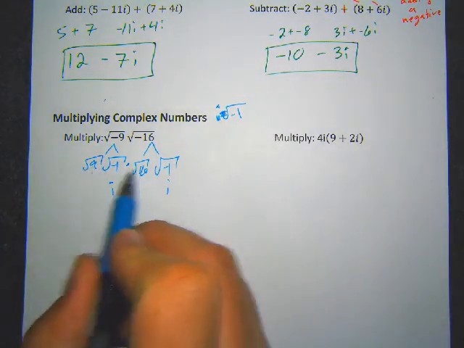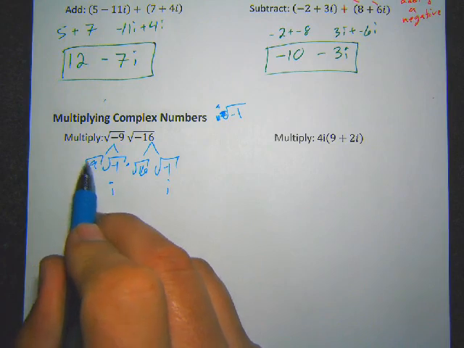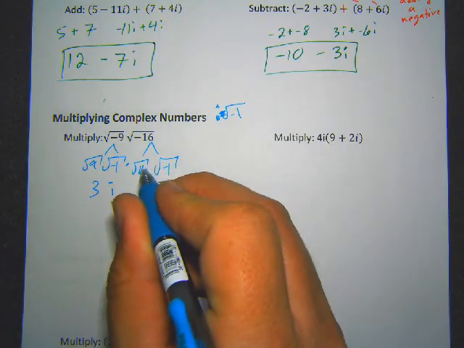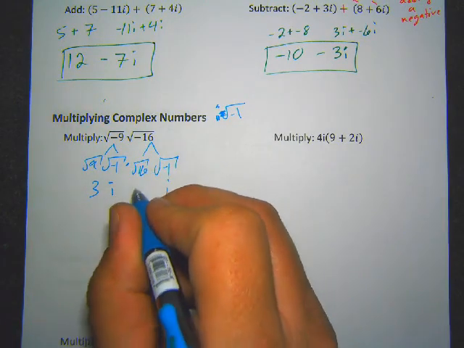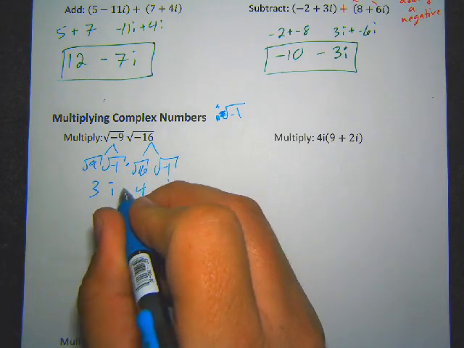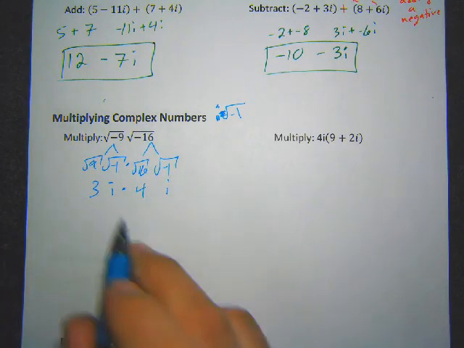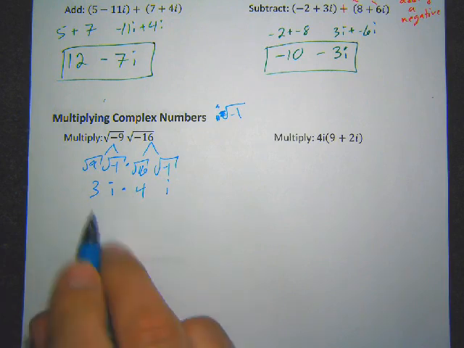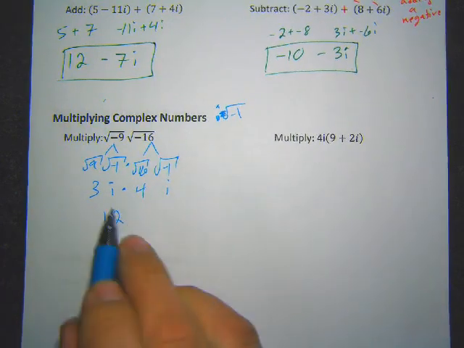And then these root parts are pretty easy. Square root of 9 is just what times itself gives you 9, so that's just 3. And root 16, that's what times itself gives you 16, that's 4. So we end up with 3i times 4i. Now we can multiply the numbers, 3 times 4, you get 12. And we can do i times i.